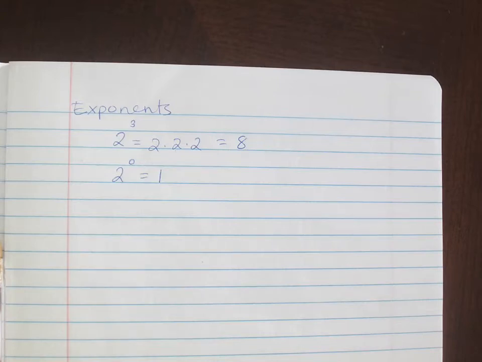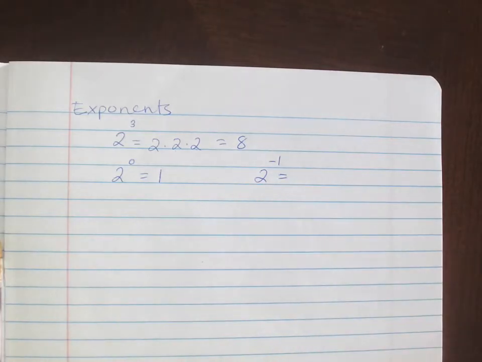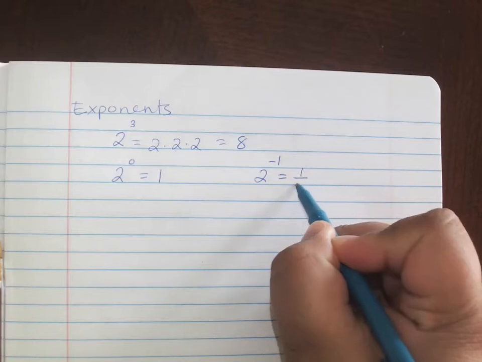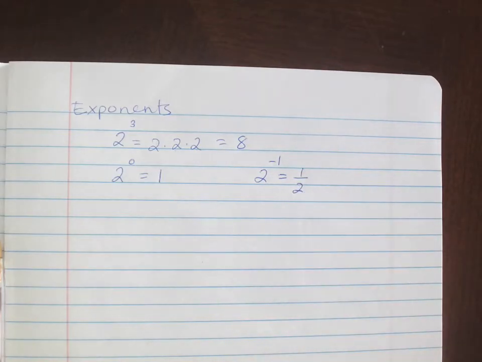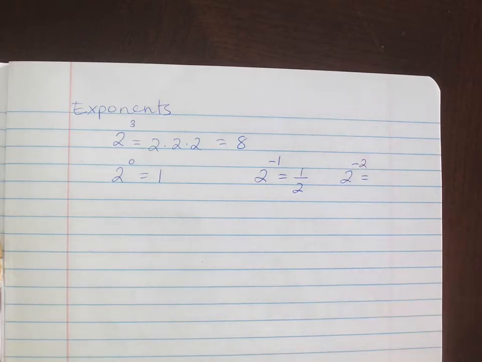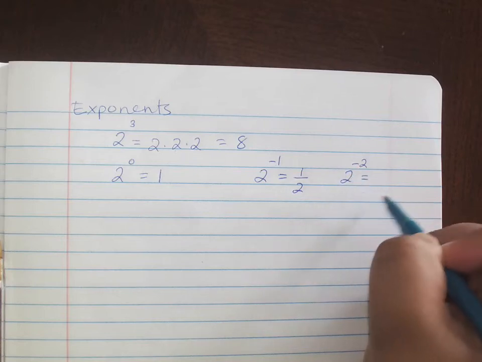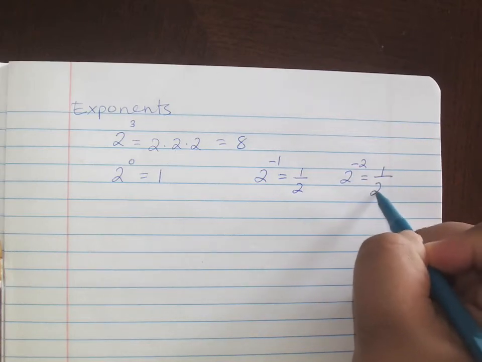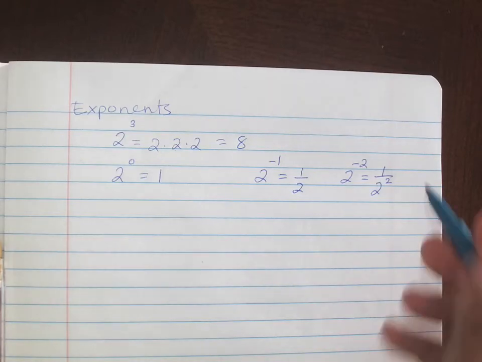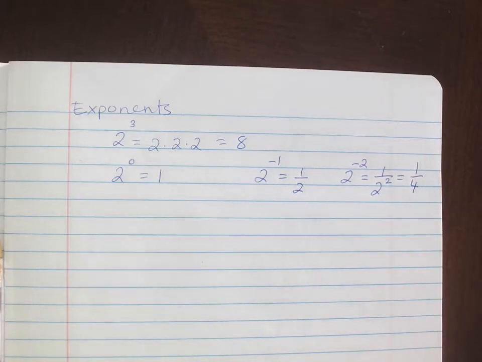Whenever we have a negative exponent, we have to do the reciprocal. So then this would come down and it would be 1 over 2. If it was 2 to the negative second power, this would make it come to the denominator, and then the exponent would become positive, so 2 squared is 4, so 1 over 4.